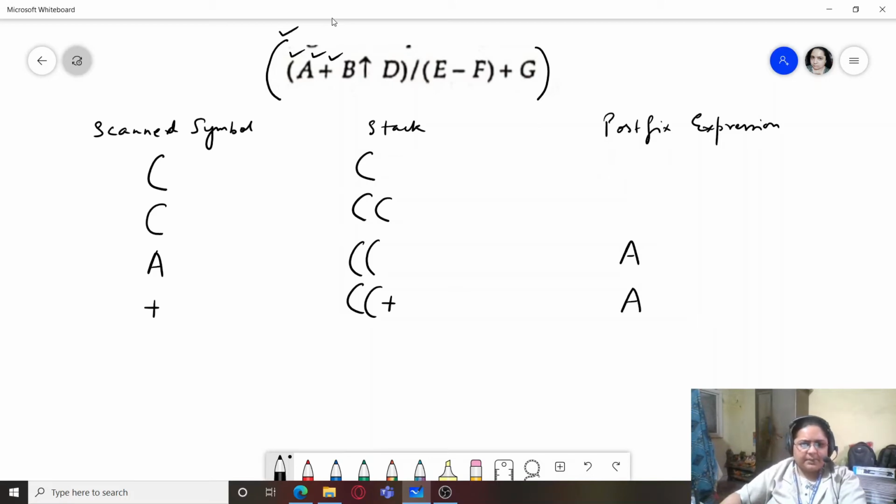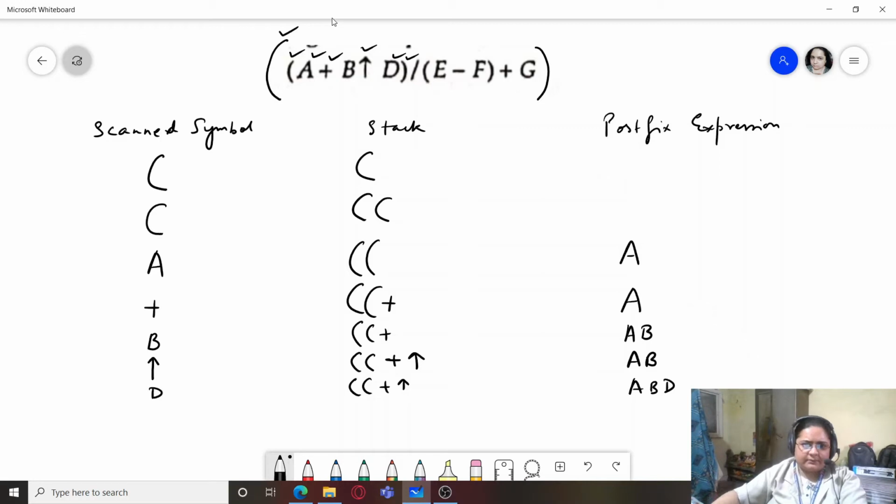Then we have B. So B will be appended to the postfix expression. Then we have exponentiation. Now we will be checking, is the precedence of this exponentiation greater than that of this or less? The precedence of exponentiation is higher than that of plus. So simply it will be pushed onto the stack. Next is D. So D will be simply appended to the postfix expression.